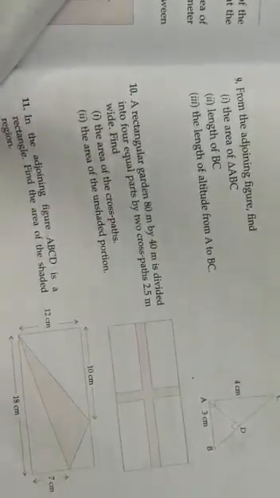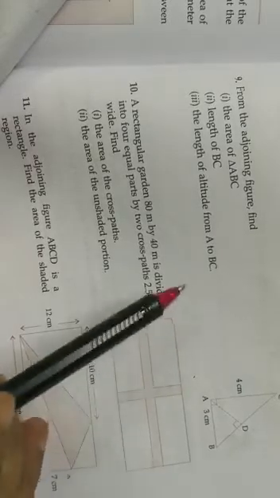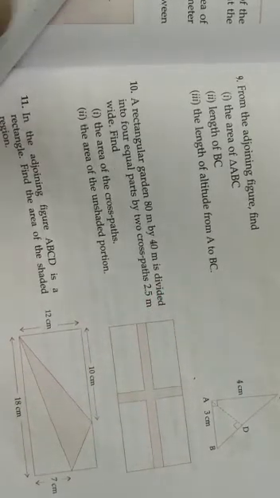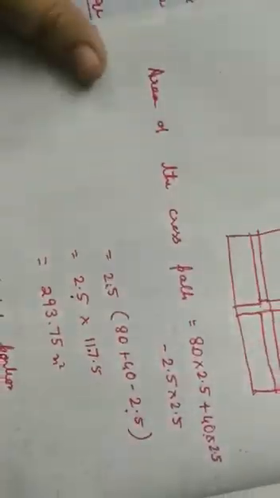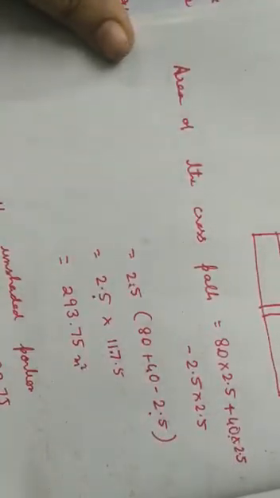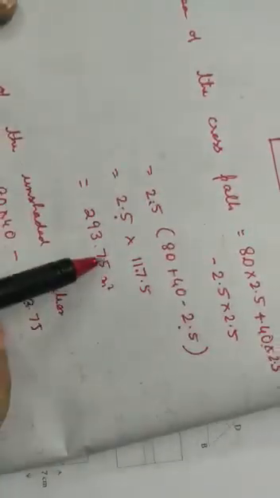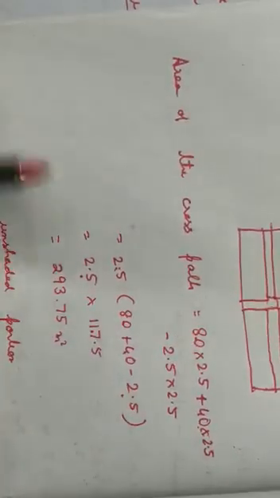The second part of the question says that you have to find out the area of the unshaded portion. So what should be the unshaded portion? It should be the whole diagram minus the shaded part. Just now we have found out the area of the shaded part, isn't it? The cross path was the area of the shaded part. So the area of the unshaded portion should be equal to the full thing, that is 80 into 40, minus whatever we have got here. So 80 into 40, it was 3200, minus the shaded part, 293.75.